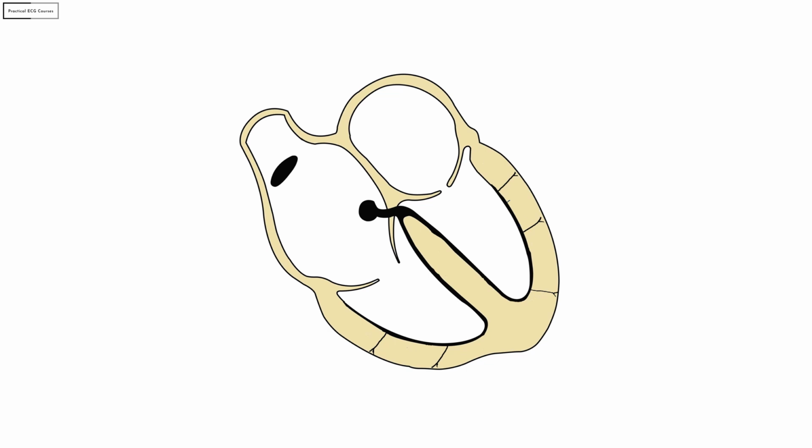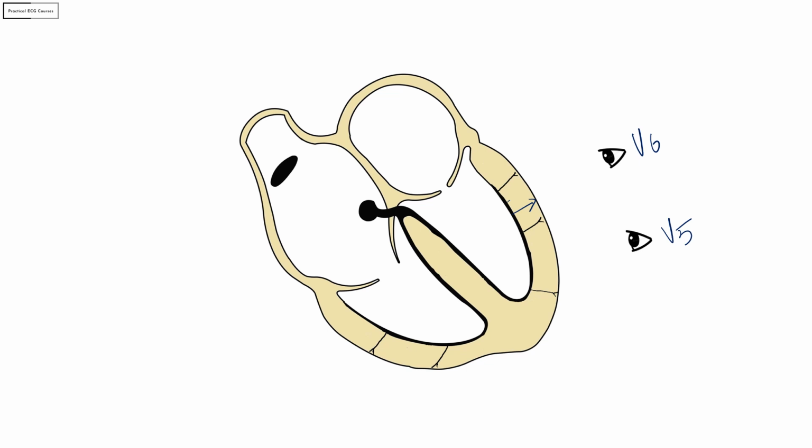Now remember that we have leads around the heart. This is V5 and this is V6. Remember, there is also V1, V2, V3, V4, and V5 and V6. We don't need that for now, so leave it at that. So what does V6 see? It sees a vector as traveling from endocardium to the epicardium.